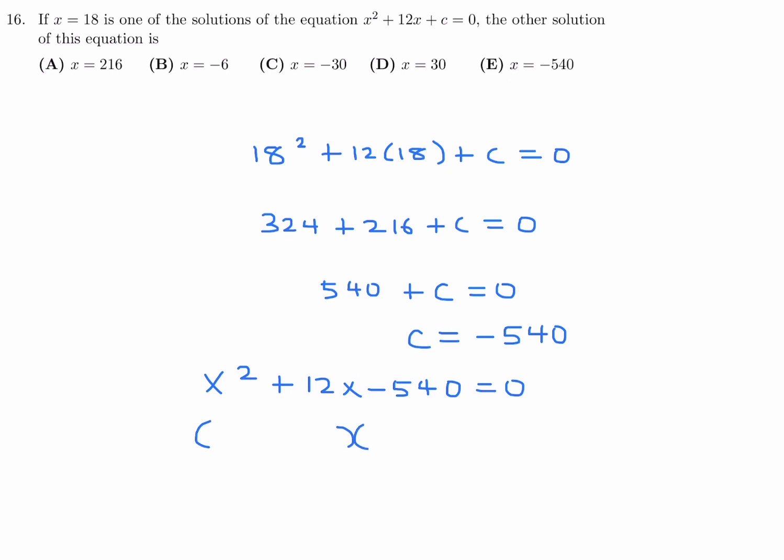And therefore, I think you can factor this. So this will be x, 18, and 30. And this will be negative, that will be plus. So that means the roots are 18, which is something they already gave you, but the other one is minus 30. So number 16, the answer is C.